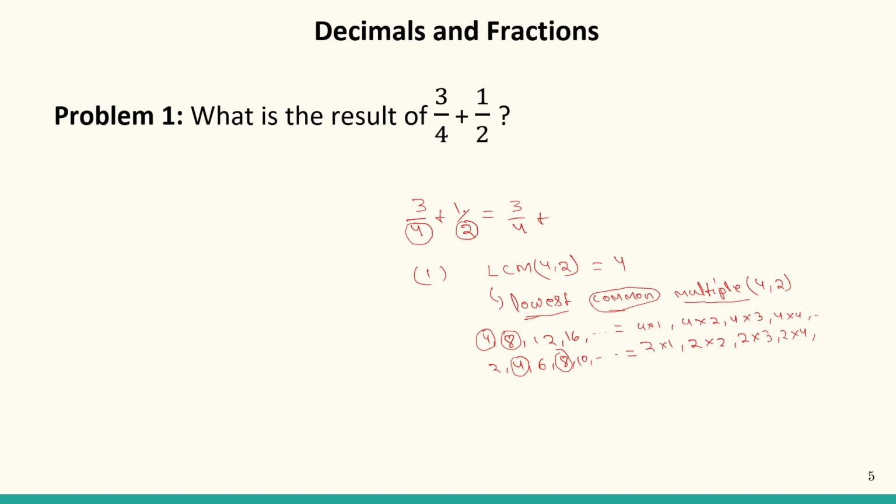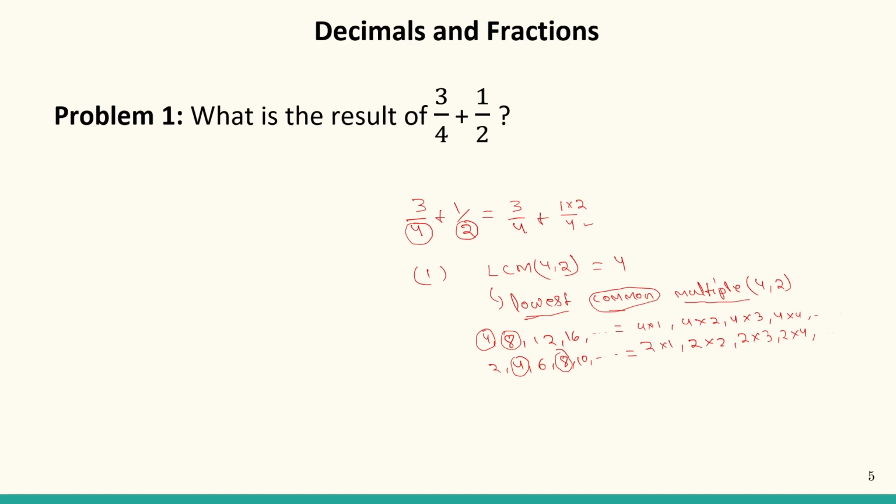So how can we convert 1 by 2 into a fraction with denominator 4? Let's write 4 in the denominator first. If I multiply 2 down here, it will become 4. And since we have multiplied by 2 down here, we need to multiply by 2 up there as well. So 1 into 2.